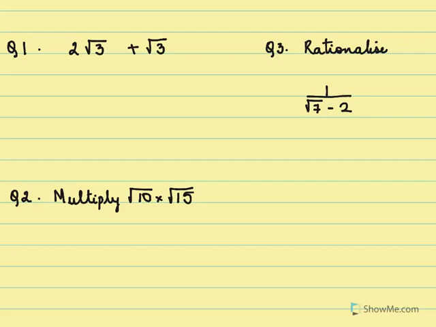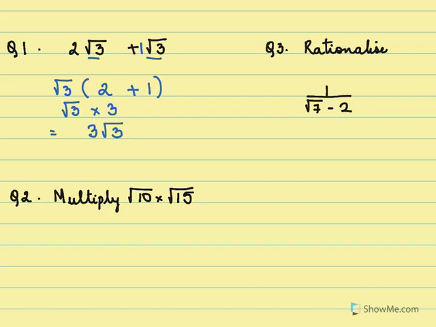2 root 3 plus root 3. So here I can take, this is root 3, I will take root 3 common out. What remains inside is 2 plus, this is 1 here. So it becomes root 3 into 3. So this is 3 root 3.